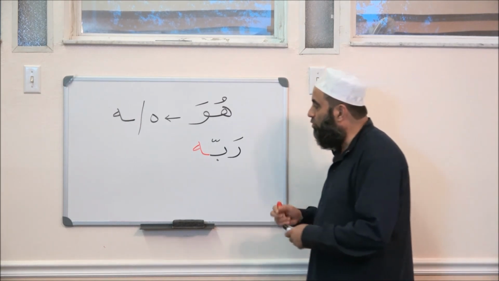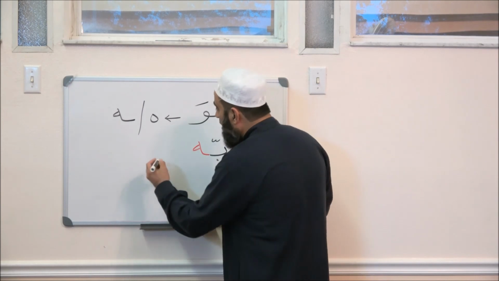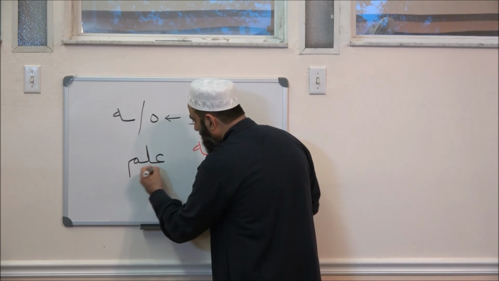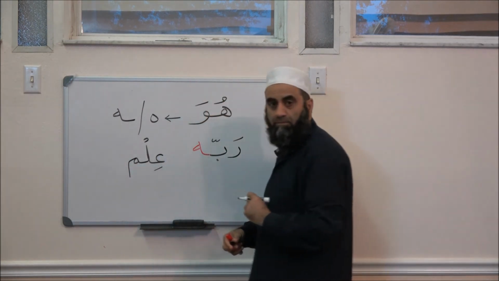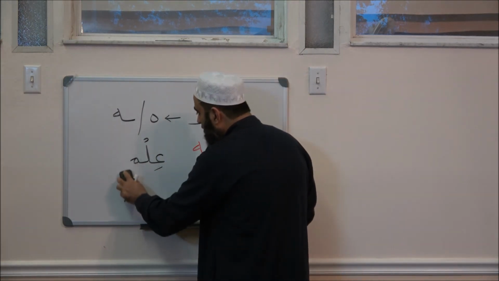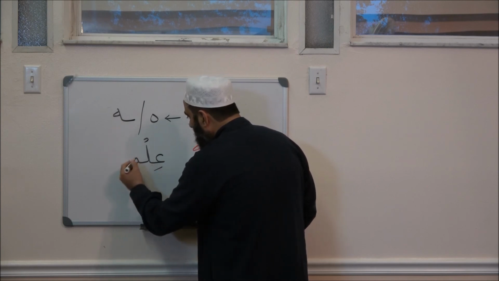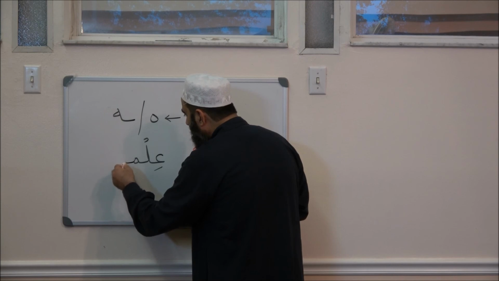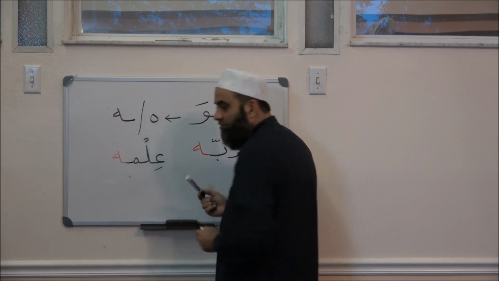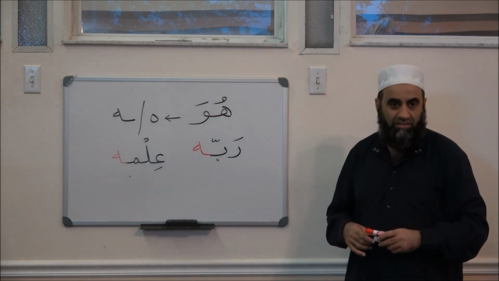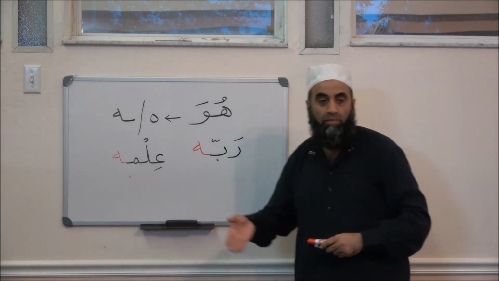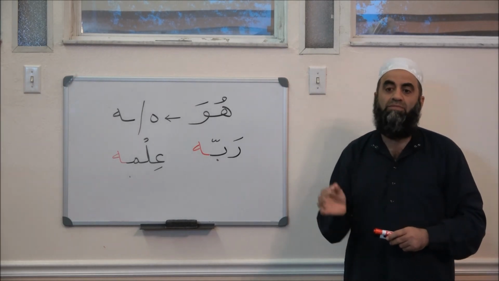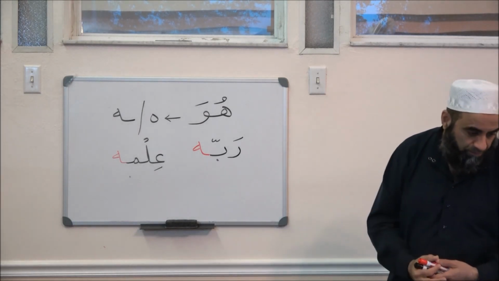Okay, what was the meaning of the word ilm? Knowledge. Ilm is knowledge, right? Okay, now how about if I attach the ha? Ilmuhu. His knowledge. Very good, his knowledge. Got it? So the ha would refer back to he in a third person, so it becomes his. Got that, inshallah? Okay.